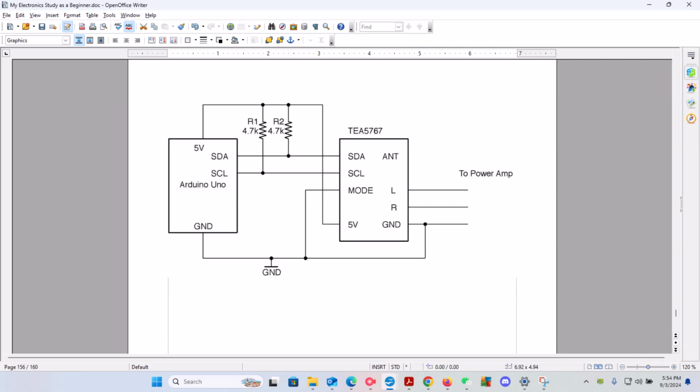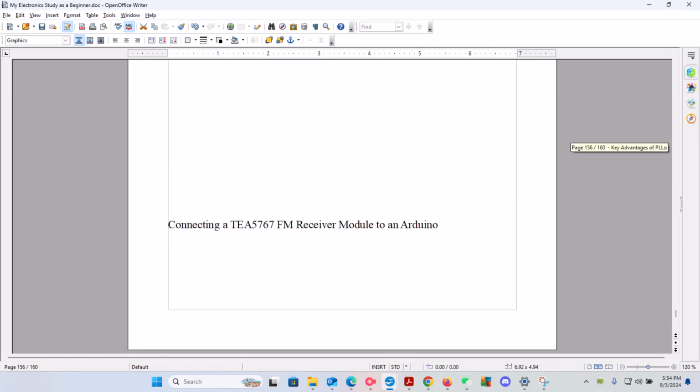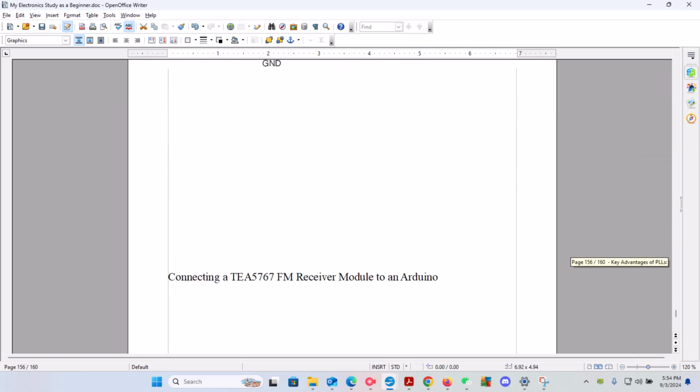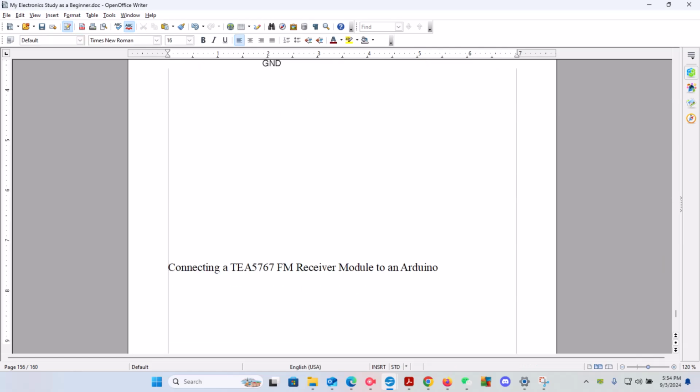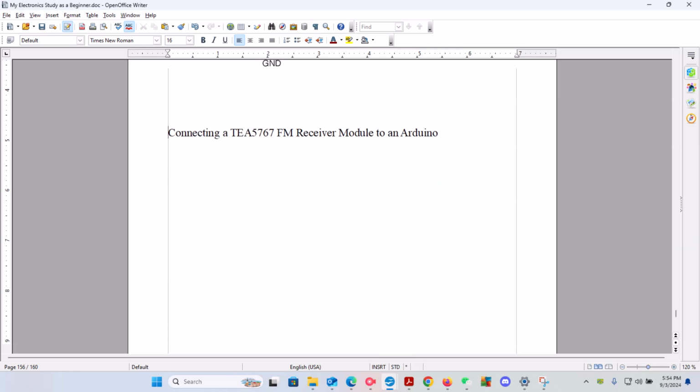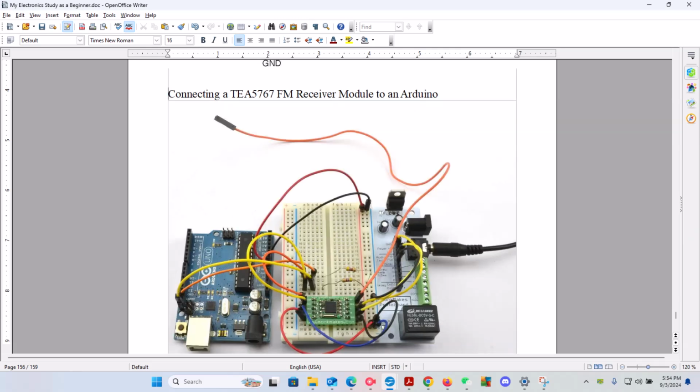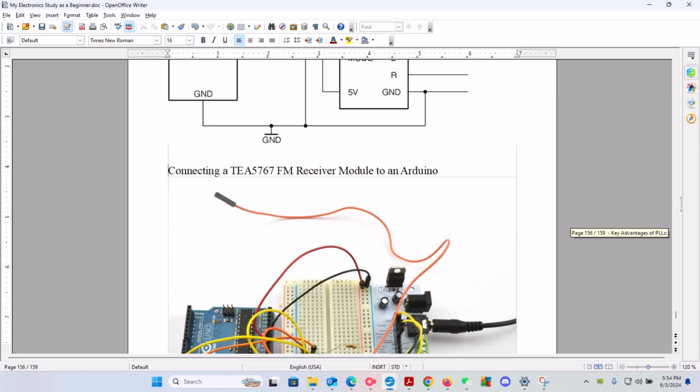Now, before we finish this, we need to understand that we also have to consider left and right for sound going out to the power amp if you're not using earbuds or earphones of sorts. And I'm going to move this up here. That is connecting a TEA5767 FM receiver module to Arduino.